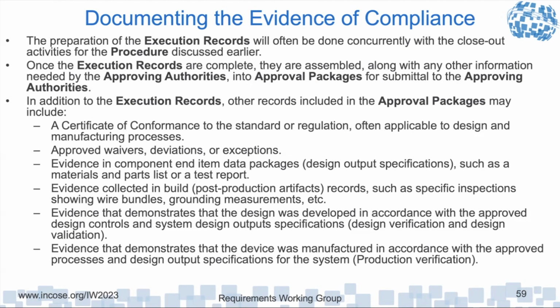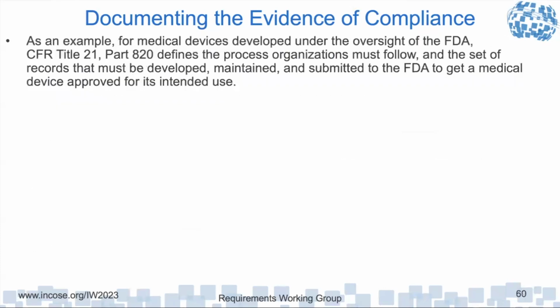Evidence in a component end-item data package, the design output specifications such as materials and parts list or a test report, evidence collected during the build, post-production artifacts, evidence that demonstrates the design was developed in accordance with approved design controls, and evidence that demonstrates the device was manufactured in accordance with approved processes and the design output specifications for the system, which we refer to in the needs and requirements manuals, production verification.